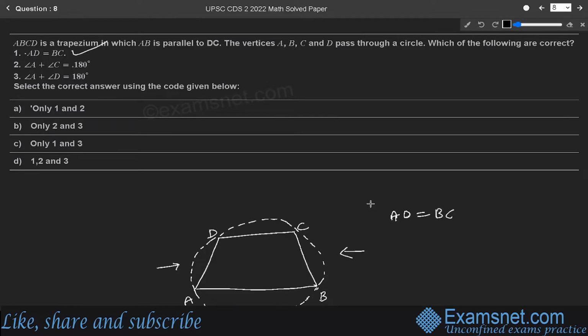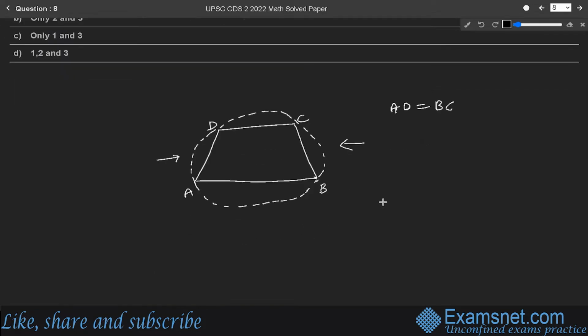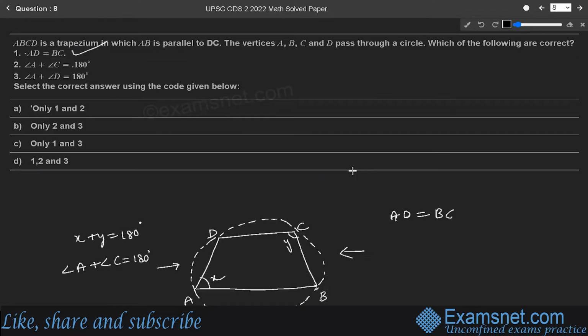Now let us talk about the second statement, which is angle A plus angle C is equal to 180 degrees. You can see that this is a cyclic trapezium. And I have already explained the concept that in a cyclic parallelogram or a cyclic quadrilateral or a cyclic trapezium, the angles which are opposite to each other have a sum of 180 degrees. Let this be angle x, let this be angle y. So x plus y will be 180 degrees. So we can say that angle A plus angle C is equal to 180 degrees. So the second statement is also correct.